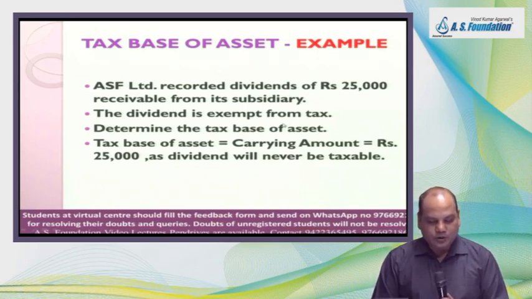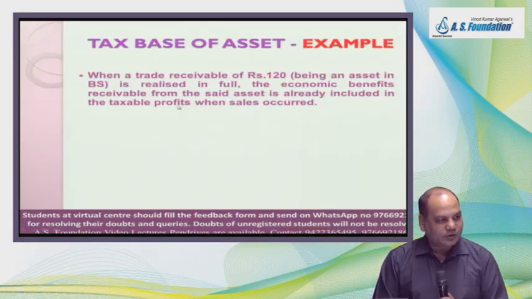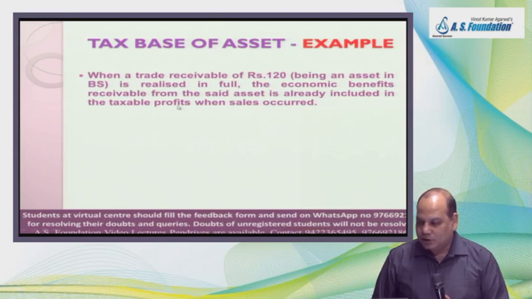Or you can say for those items for which we don't have future tax consequence, will be same as carrying amount. As rupees 25,000 as dividend will never be taxable.